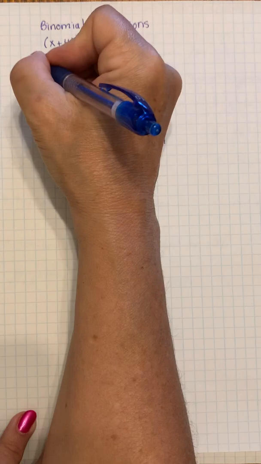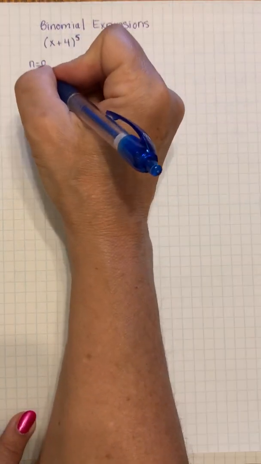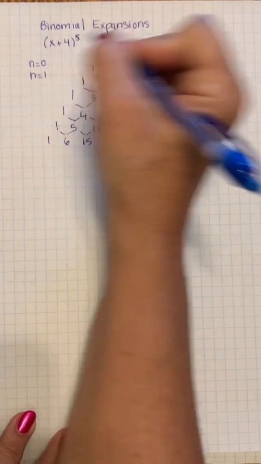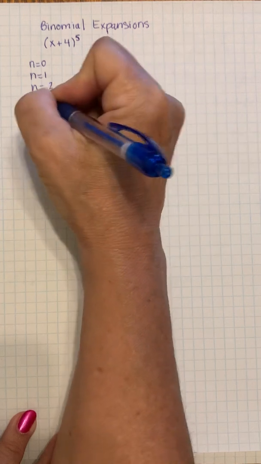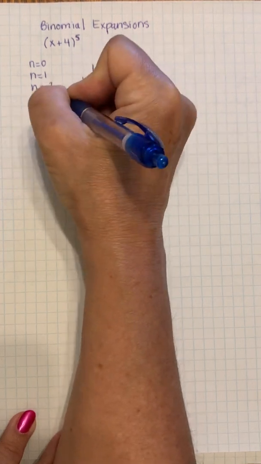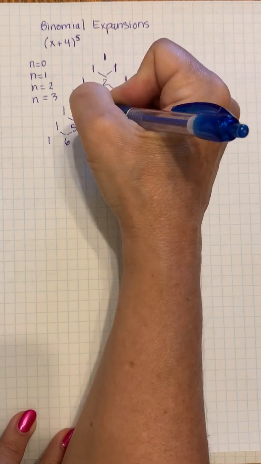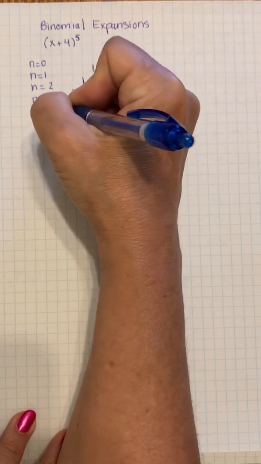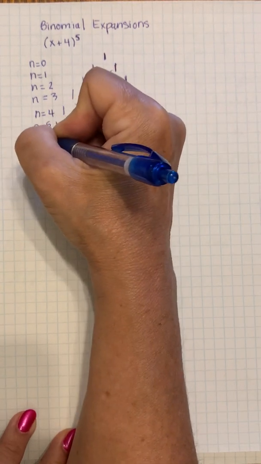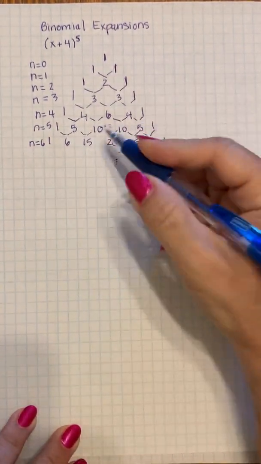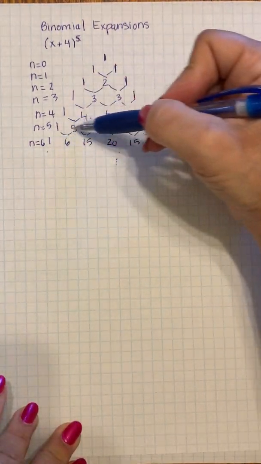So this one would correspond to n is equal to 0. That's our power. This would be n is equal to 1, n is equal to 2, n is equal to 3. And you'll notice that it's these values as we go down. So this one is n is equal to 4, 5, and 6. And this would go on forever. And this is this exponent. So 5 would correspond to this row right here, the 5th row.